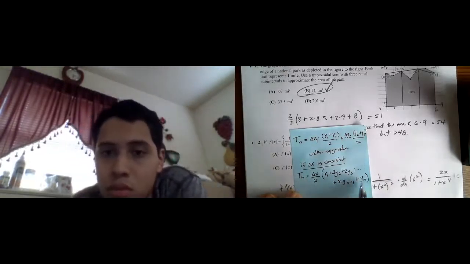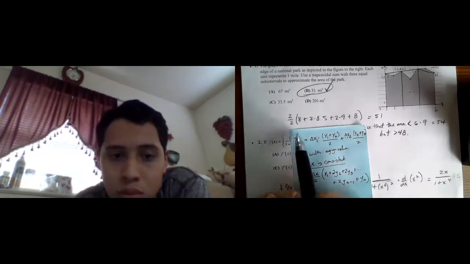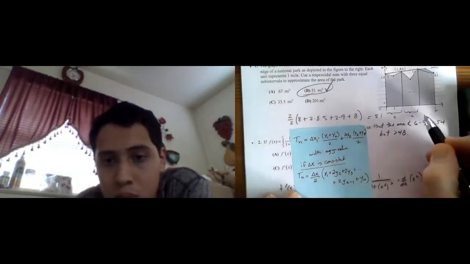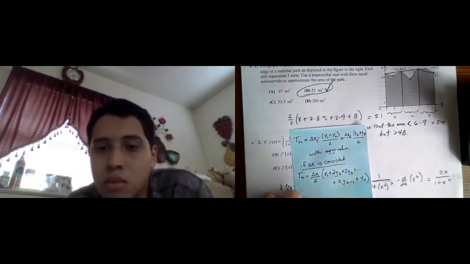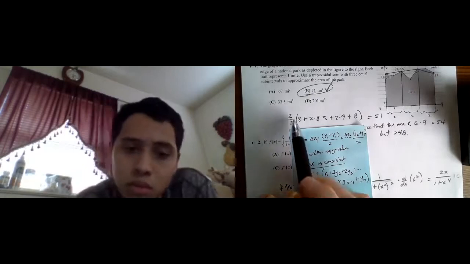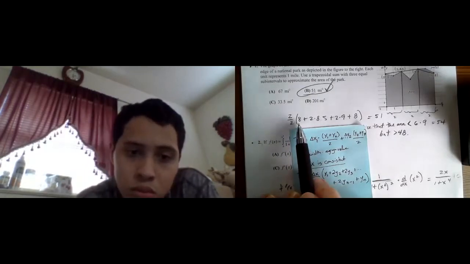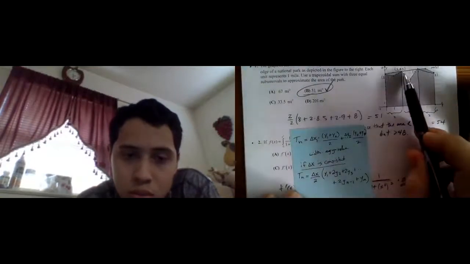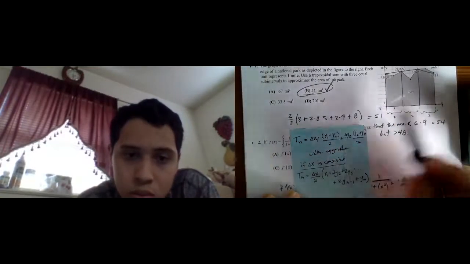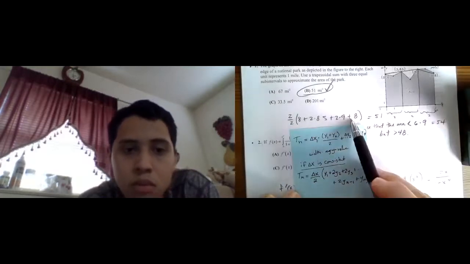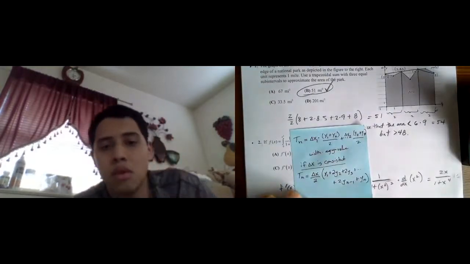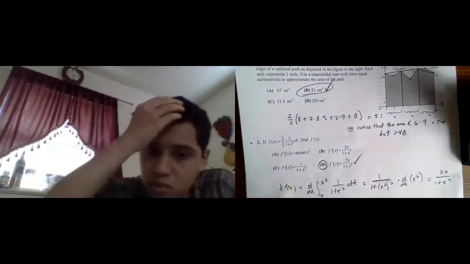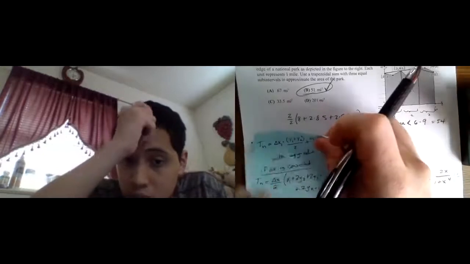So this is the formula I used here in number 1. Delta x is always 2 units. And then it's delta x divided by 2, 2 over 2. And now I'm just taking the first y value, 8, plus 2 times the second y value, 8.5, plus 2 times the third y value, which is 9, plus the last y value. And then from there, it's just a matter of doing the computation. You get 1.